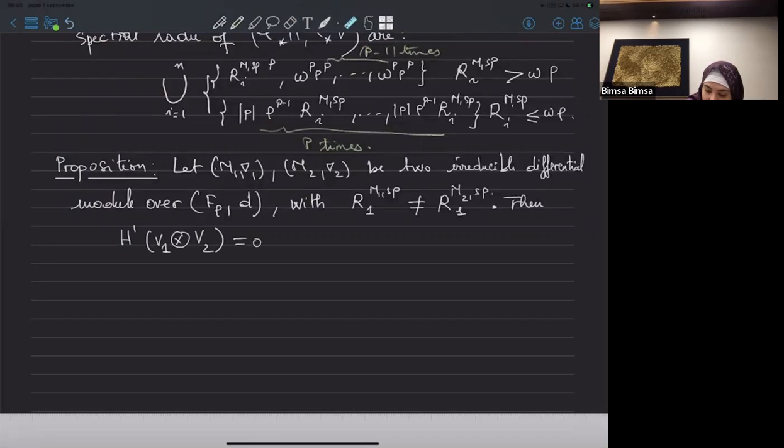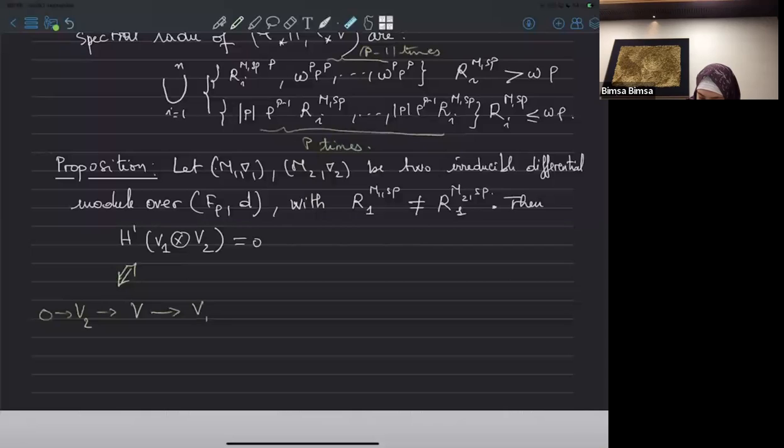And this is exactly equivalent to saying that if we have an exact sequence here, then probably we will have V isomorphic to the direct sum. It cannot be something else. And this is the result that we will use.